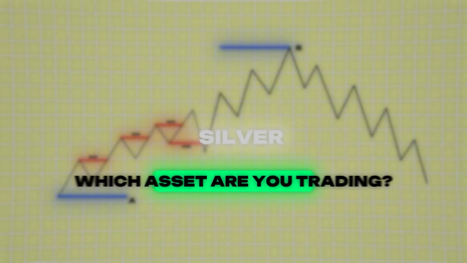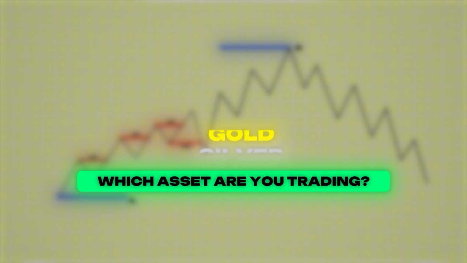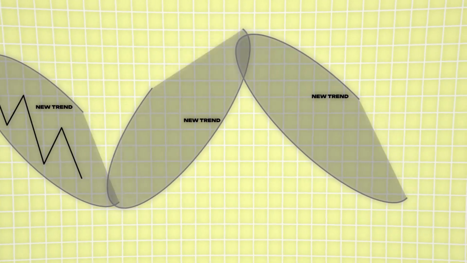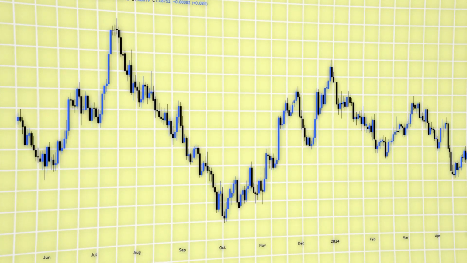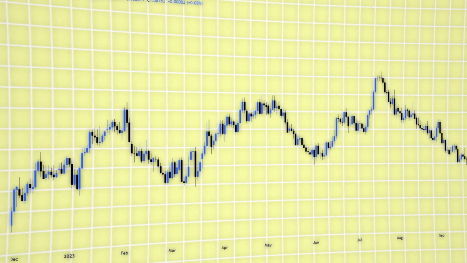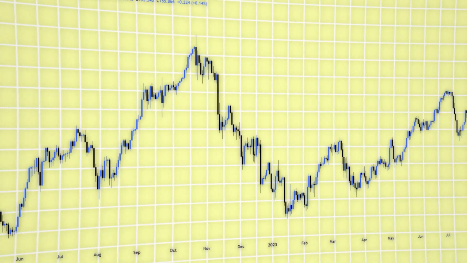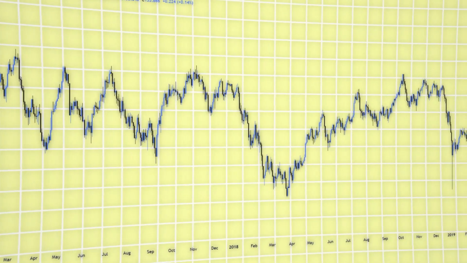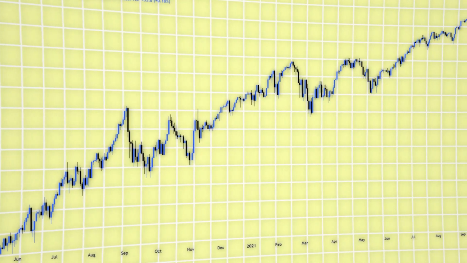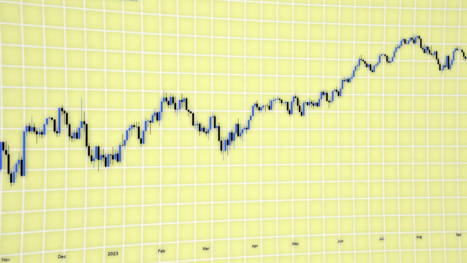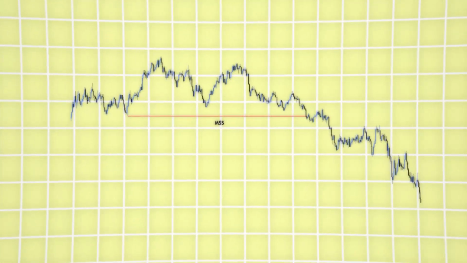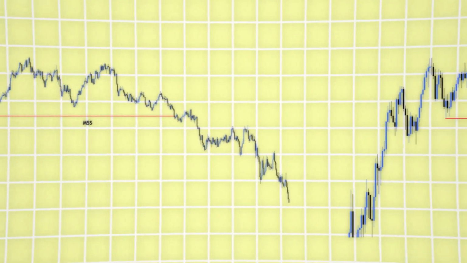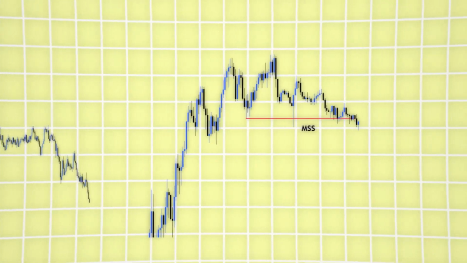The second question is, which asset are you trading? It is important to consider the nature of the instrument. Some assets tend to change direction frequently, while others spend most of their time in strong, sustained trends. For example, currency pairs like Euro to US dollar or US dollar to Japanese yen often show more frequent structural shifts, while indices such as the S&P 500 or the NASDAQ 100 more often develop strong directional trends. Understanding this helps you interpret MSS correctly, whether it is a real reversal or just a correction within the trend.